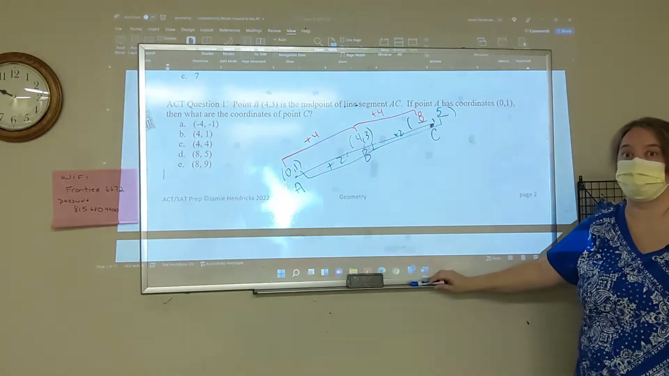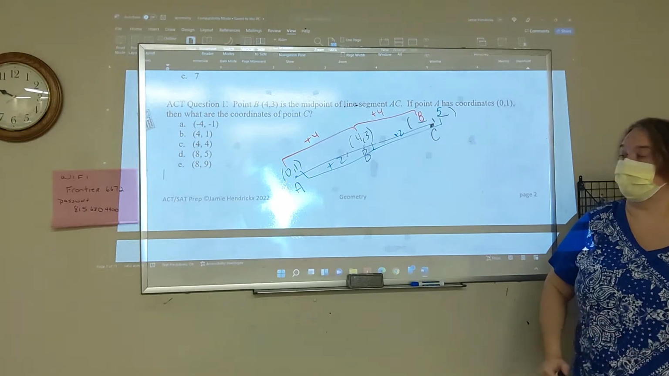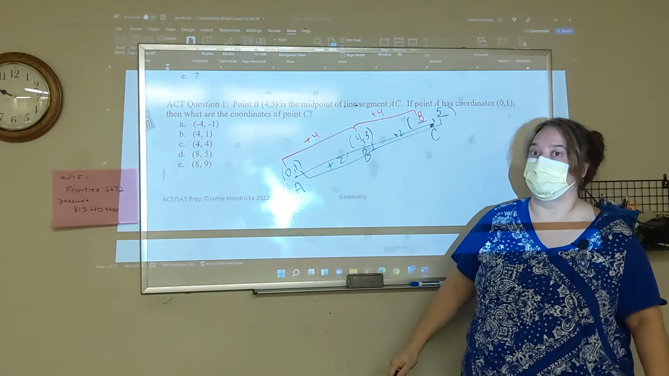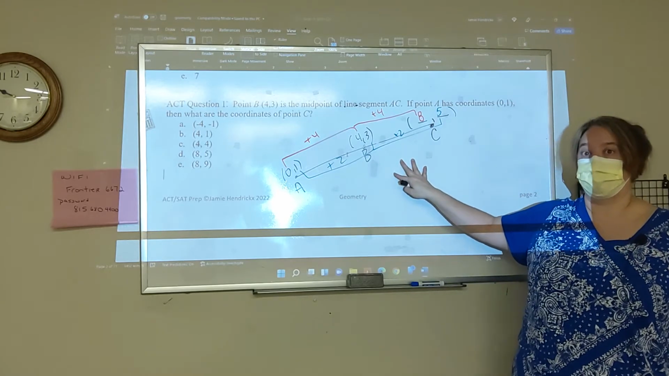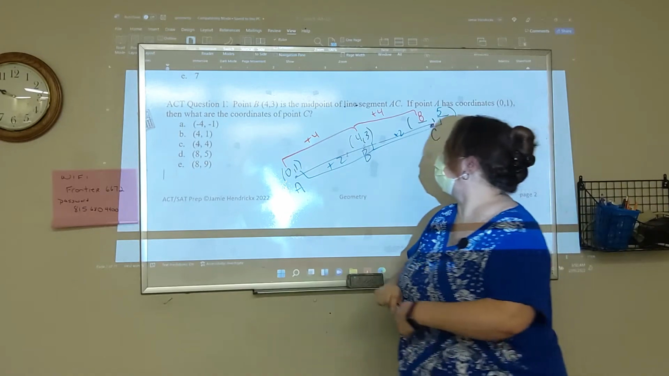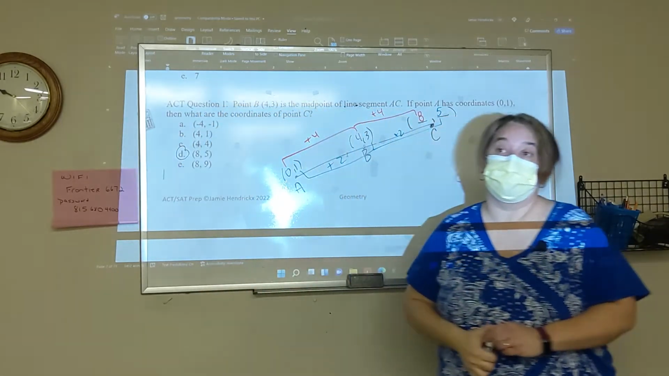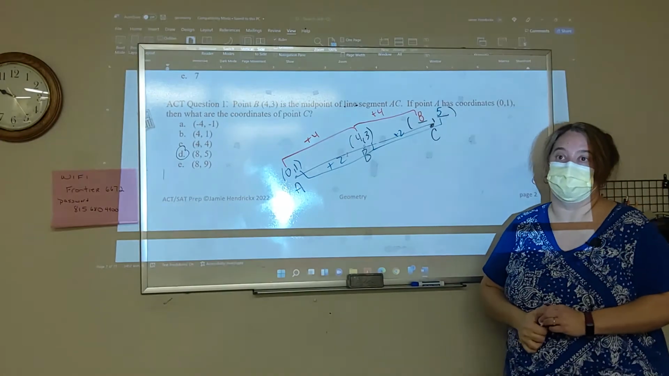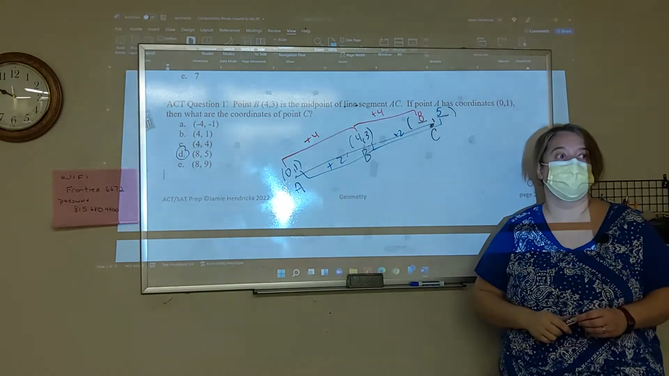Okay. Ma'am? How did you know that the formula wasn't going to work and that you had to do this instead, if there wasn't a picture? If you're only given an end and the middle, do it this way. If you're given both ends, use the formula. Okay, thank you. No problem. And the formula will work. It's just going to be cumbersome and gross, and it's going to involve a lot of algebra. So this is just easier.